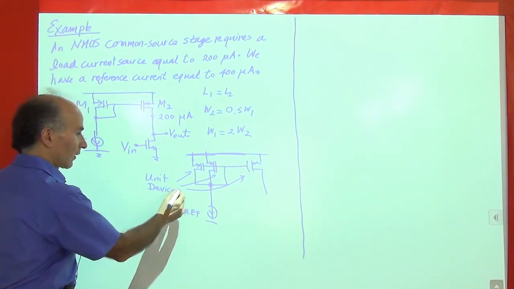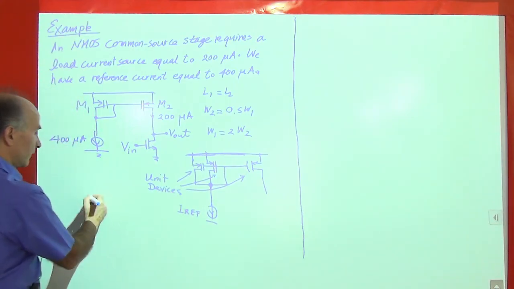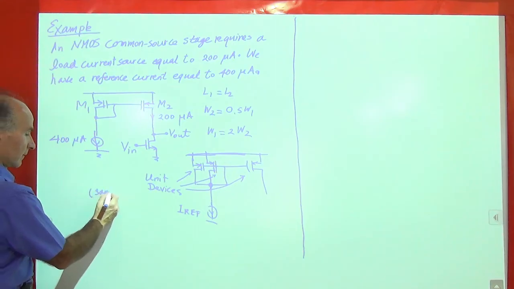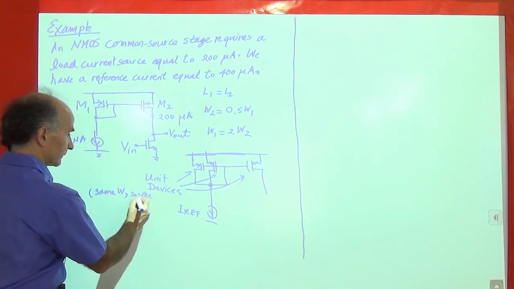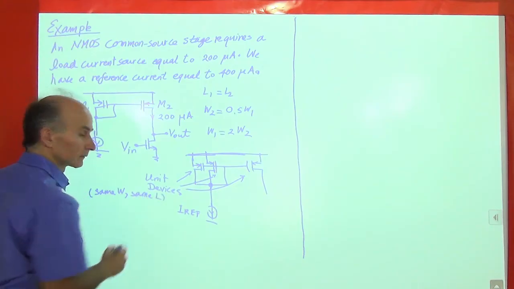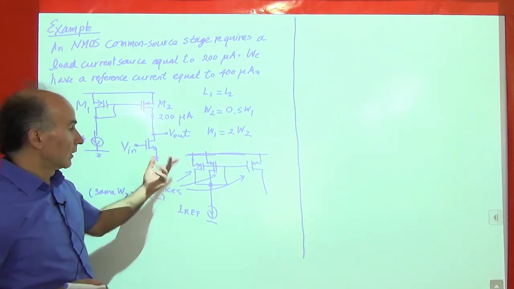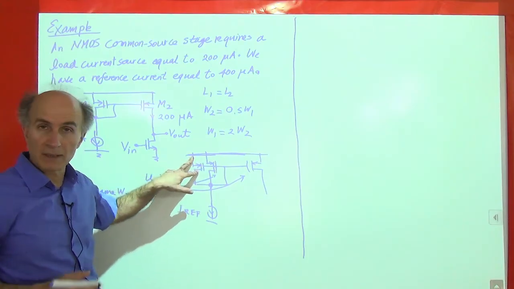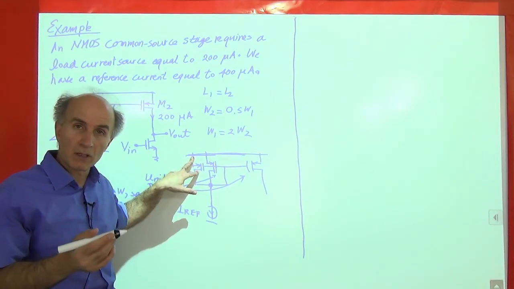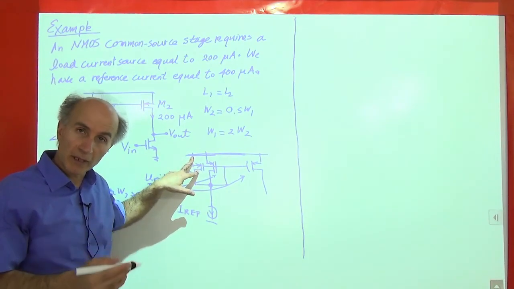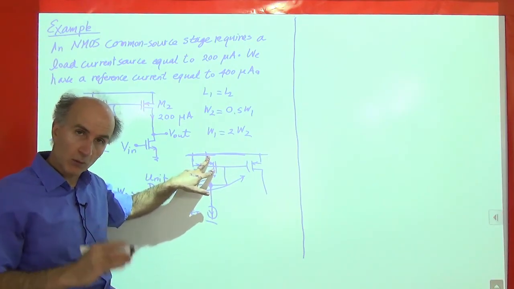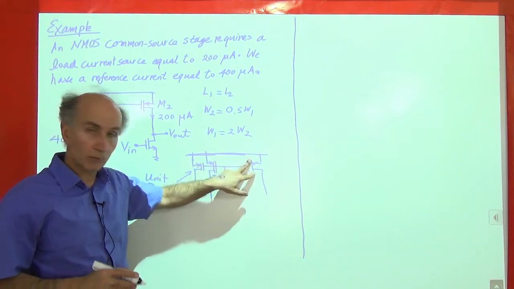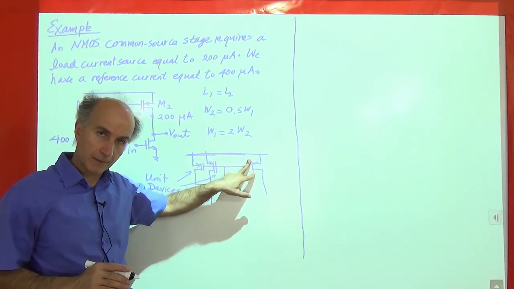And that means that they all have the same W and same L. Okay? So this has a W over L, let's say 4 microns over 0.1 micron. This is also 4 microns over 0.1 micron. And this is also 4 microns over 0.1 micron.